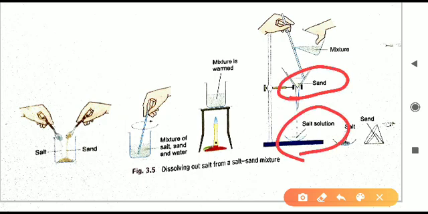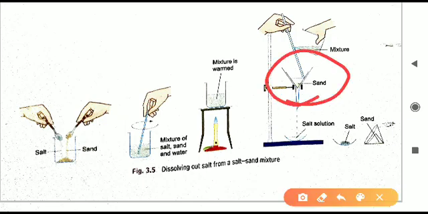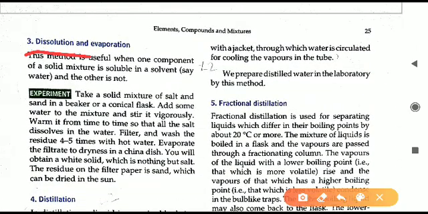Now how do we separate the salt solution? That is the same thing that we have seen earlier, that is evaporation. So first thing, we will separate the sand using filtration. Second thing, we will separate the salt from the water using evaporation. So this is the method that is given here: dissolution and evaporation.